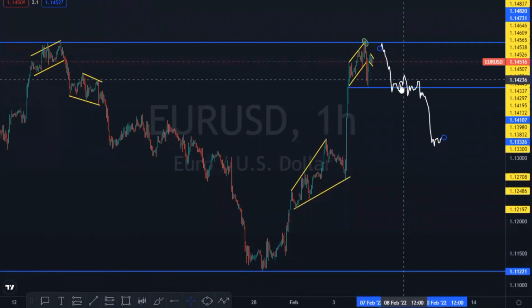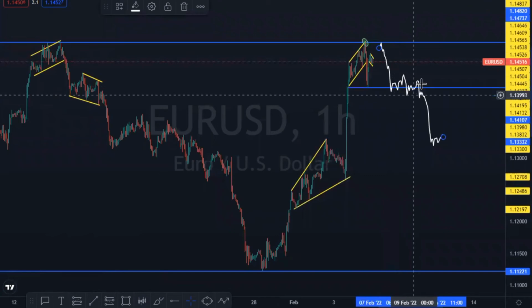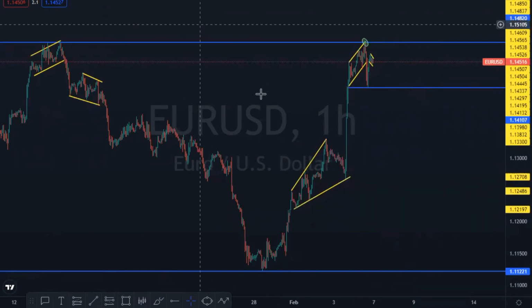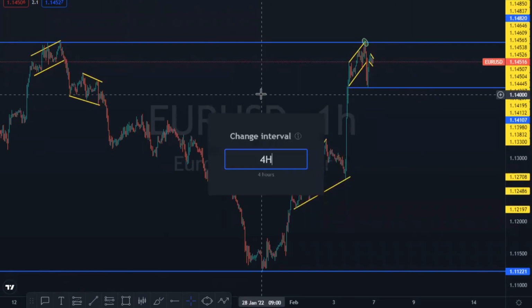We could have something similar like this, which is being that first impulse, then that correction, then that impulse to the downside. So for Euro USD, I'm actually looking for selling opportunities, guys.